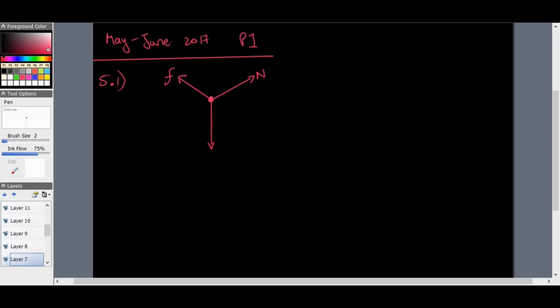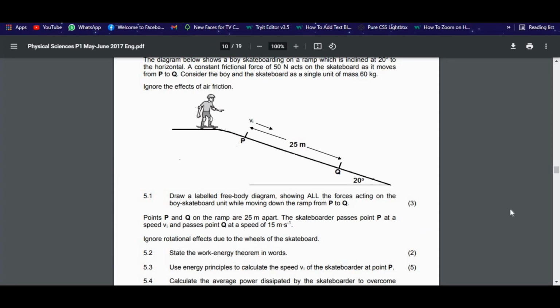Please tell me we all got the free body diagram correctly. Please, somebody please tell me that that is the case. Yep. Fantastic, awesome. The next question. Ooh, someone sent me a text.